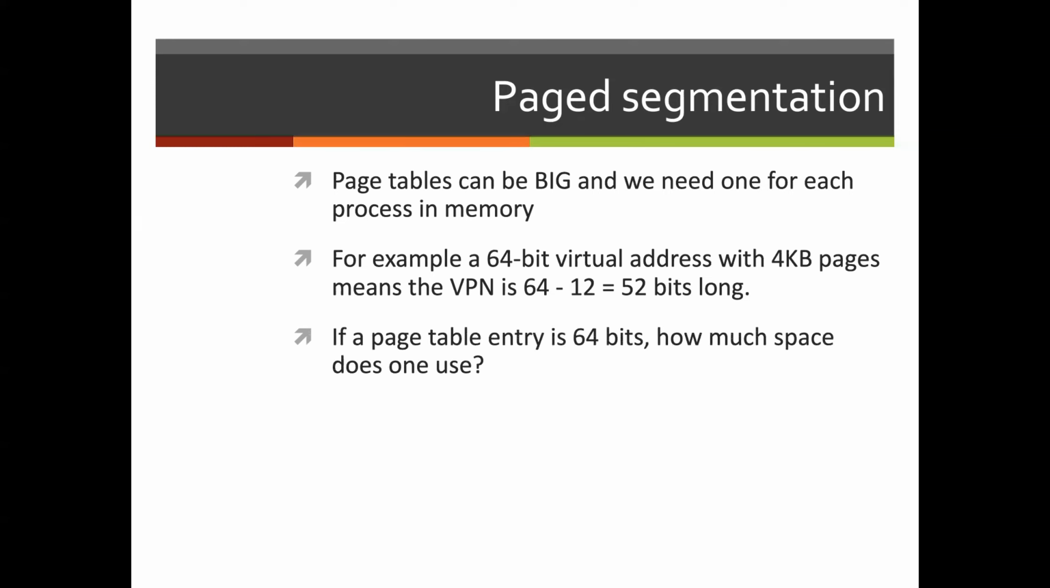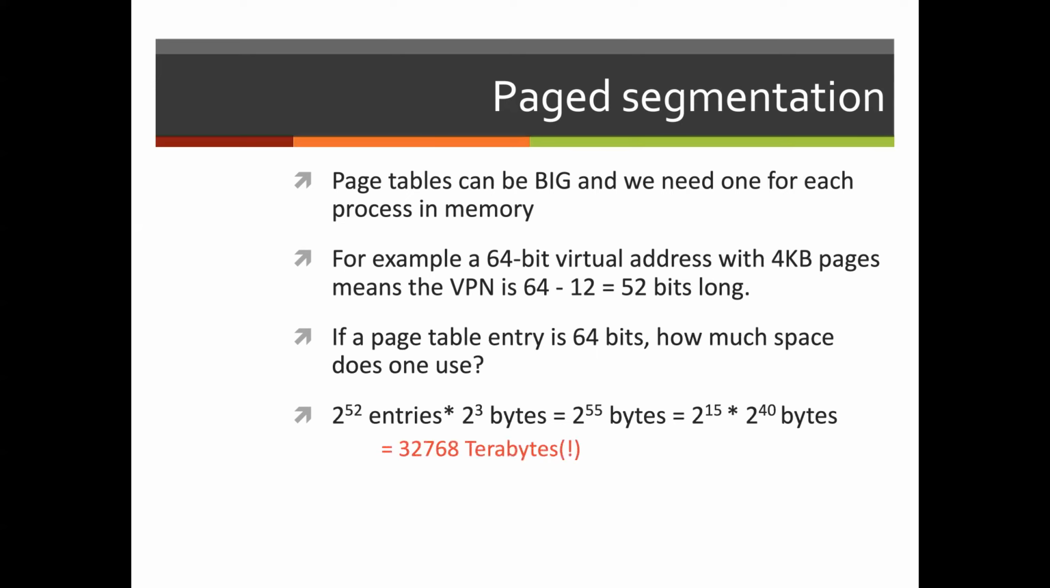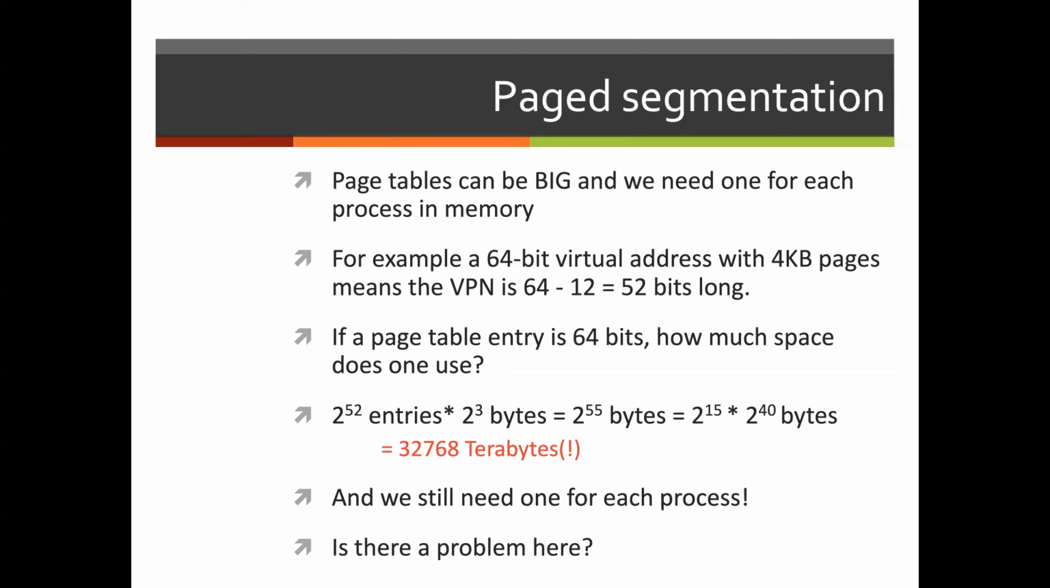If a page table entry is 64 bits, then we need to determine how much space is going to be needed. We can have 2 to the 52 entries times 2 to the 3 bytes, which is going to work out to 2 to the 55 bytes, or 2 to the 15 times 2 to the 40 bytes that are needed. So that's going to be 32,768 terabytes. And we need one for each process. So as you can see, that presents a big problem that can occur with our page segmentation.